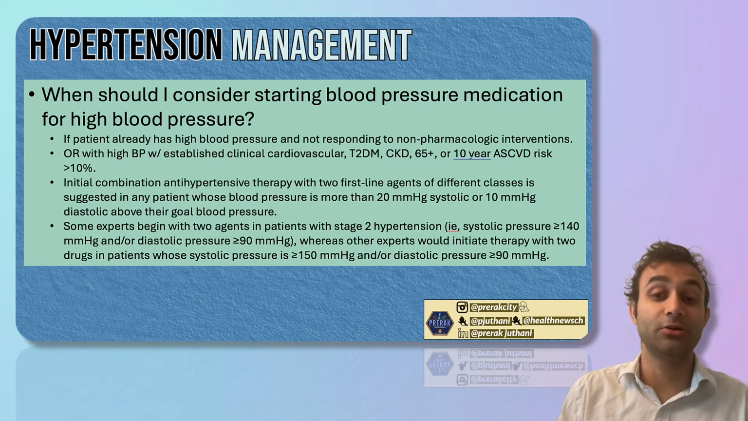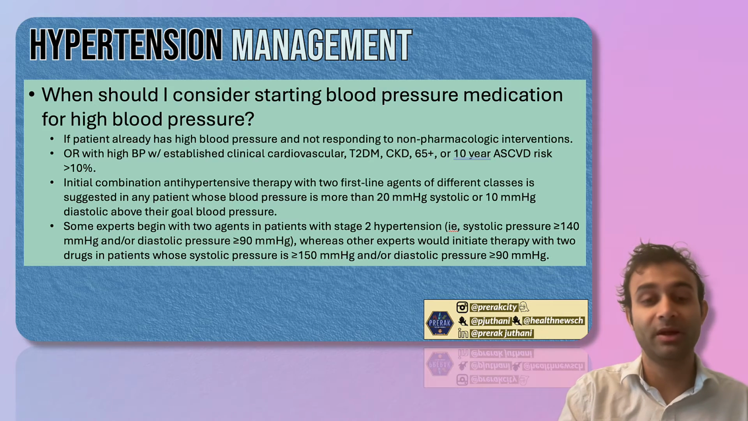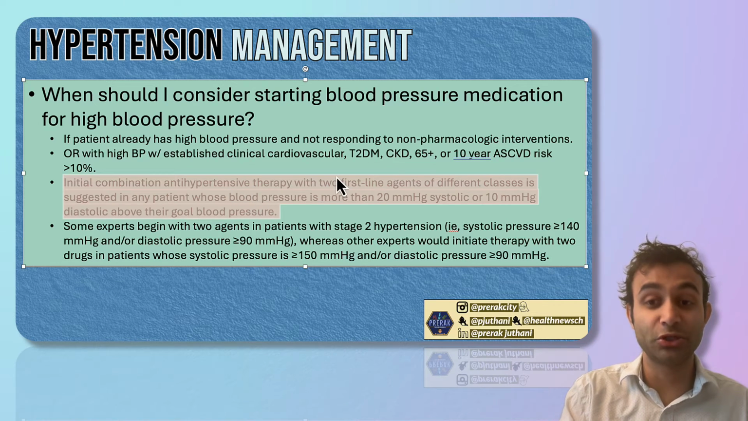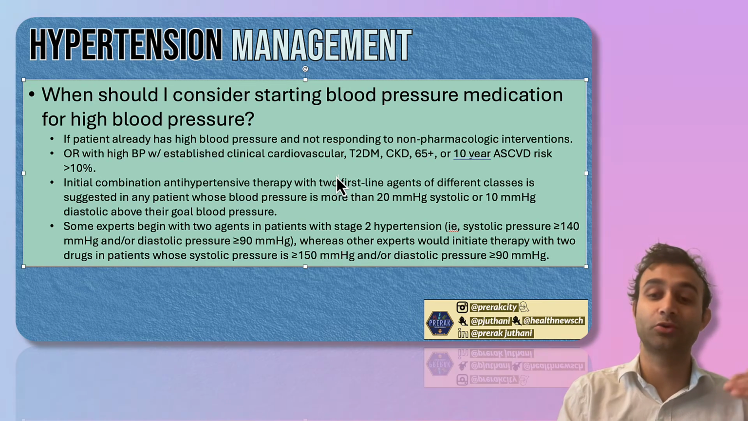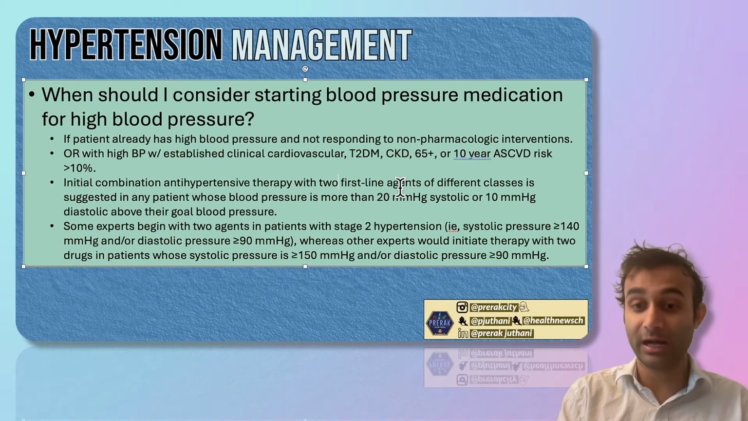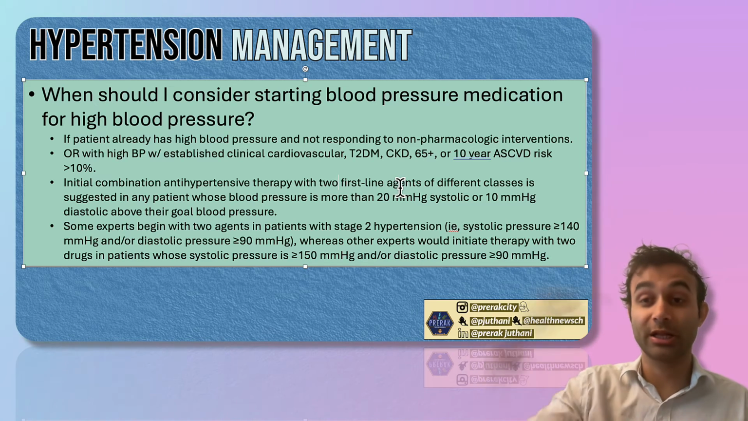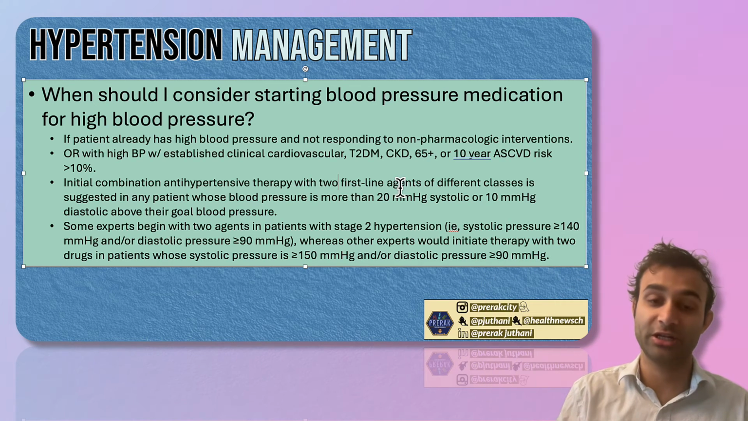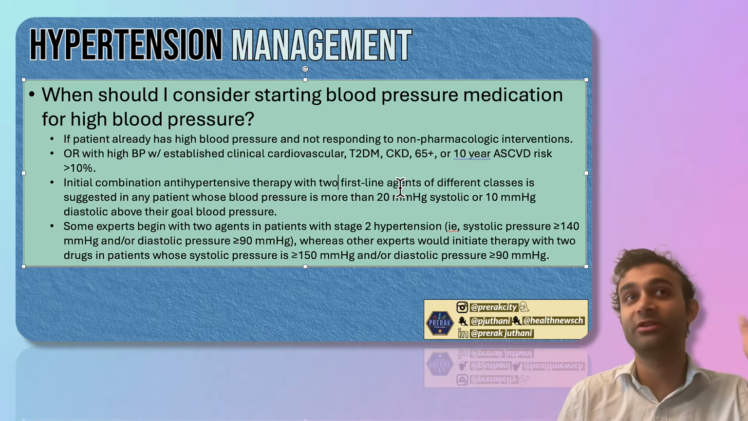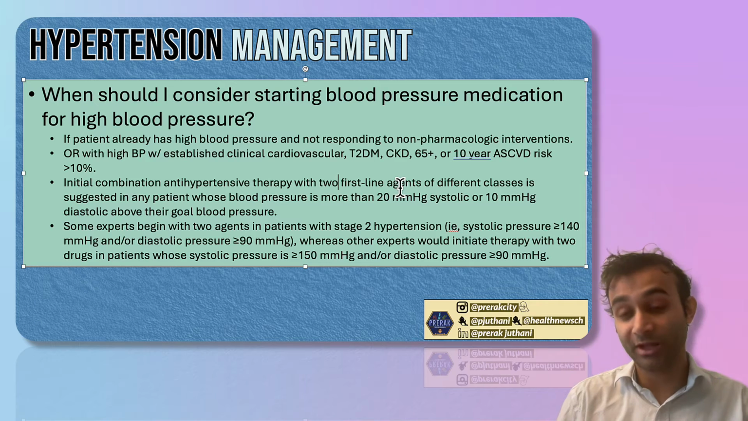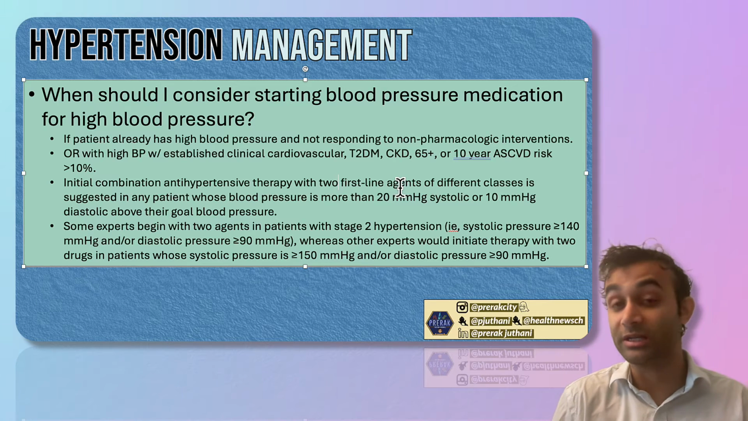But let's say you decide you do want to start medical management. Let's talk about what you should do. You can often consider doing 2 first-line agents of different classes if the patient's blood pressure is 20 mmHg systolic higher than what you'd want, or 10 mmHg higher than what you want in their diastolic. So let's say someone is at like 150 over 110, then you can consider starting 2 medications if the patient is okay with that.